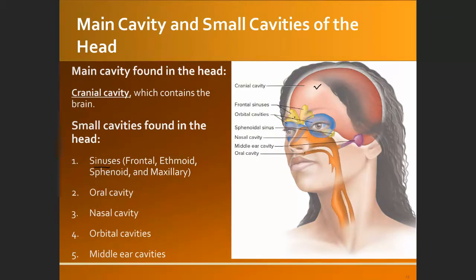And there is also the oral cavity, the mouth cavity over here. And then the nasal cavity, which is for air breathing, and the orbital cavity where the eyes are located. So there are smaller cavities in the head.